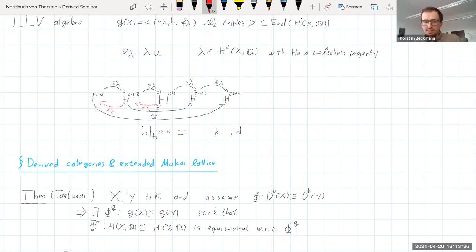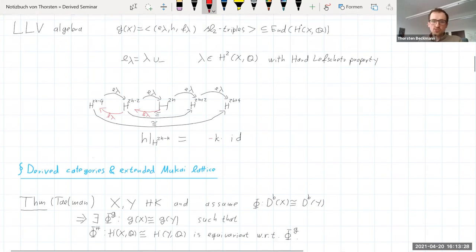Maybe this does not seem so stunning at the beginning, but if we recall how this Lie algebra was defined, it is defined by two things. I use the operation given by cup product, and the other operation is given by grading. And both are not preserved under derived equivalences. So this isomorphism phi_H does not respect these two operations, but still, Taelman proved that these two Lie algebras are canonically isomorphic. And so why is this helpful for us?